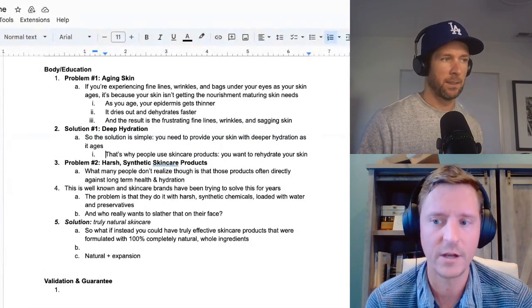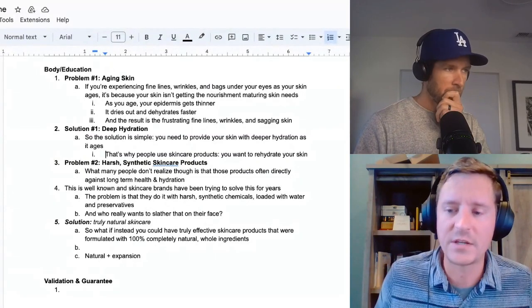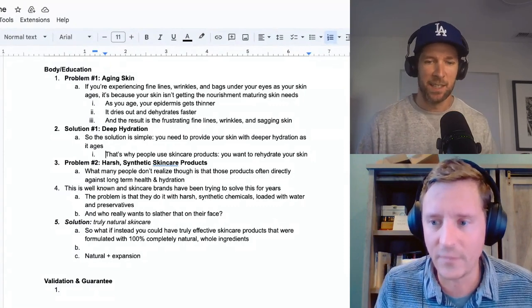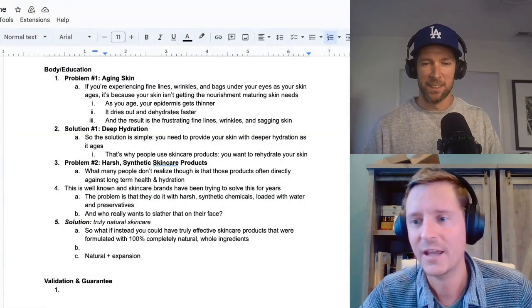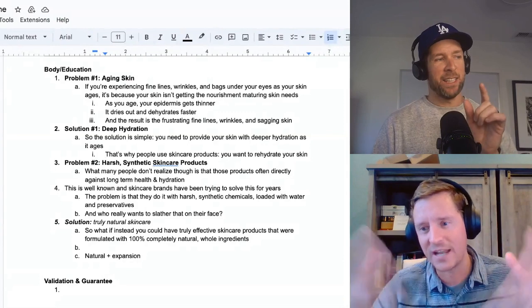That's why we formulated our collection with nature's strongest. I mean, prickly pear seed oil is what we use in Cactus Concentrate, which is literally from a cactus to survive the harshest conditions in nature and rehydrate your skin. As opposed to, that's why people use skincare products. It feels like we should connect to us more.